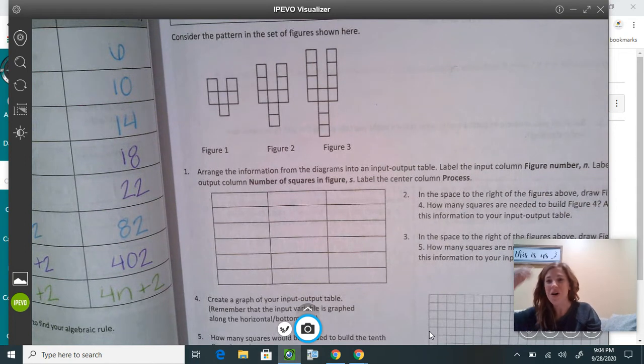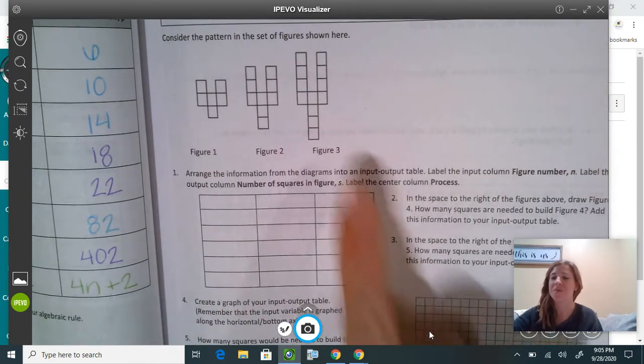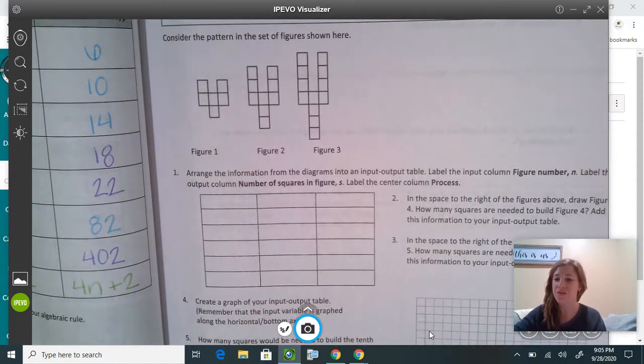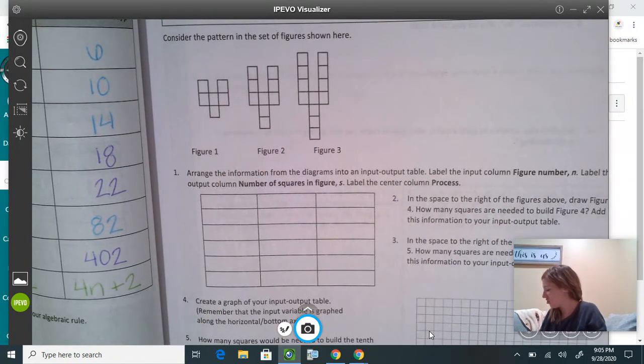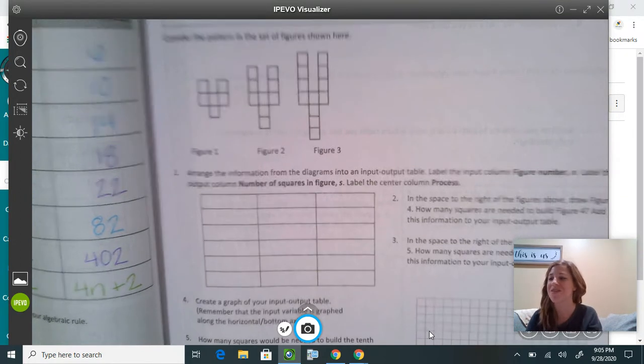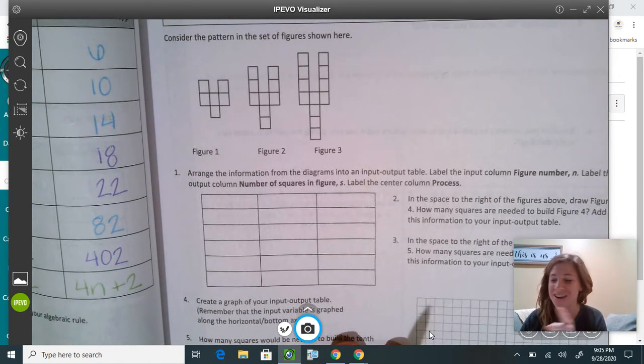Okay, for your homework, you are, as you know, working on page 145 and you are working through all of the problems here. Now, all 8 of these problems have to do with these figures, these little shape figures at the top of the page. So I am going to give you a couple of tips and hints to work through page 145.